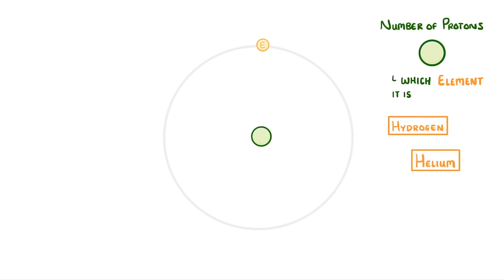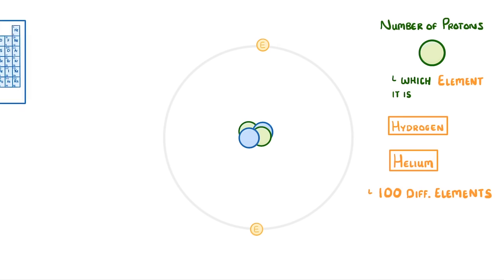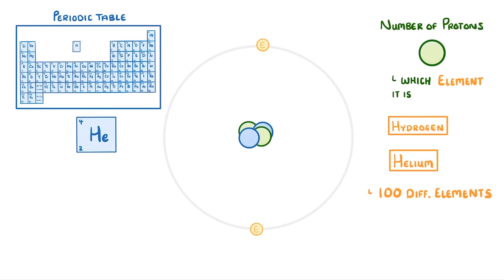The next smallest is helium, whose atoms have two protons and two neutrons in the nucleus, and then two electrons orbiting them. In total, there are around 100 different elements, and they've been organized into the periodic table, with each box representing a different element. We call these boxes nuclear symbols, as you saw in the last video, and the number in the bottom left is the atomic number, which is unique to that element, as it represents the number of protons in the atoms of that element. And any atom with that many protons must be that element.